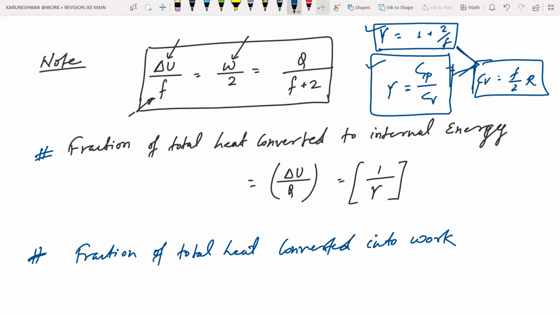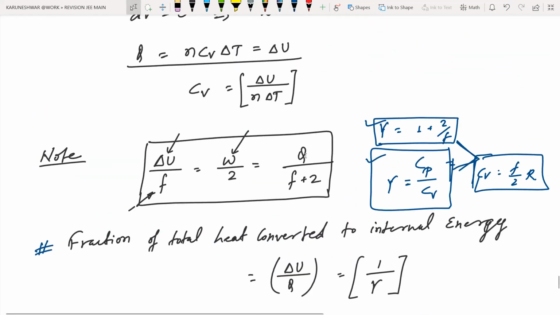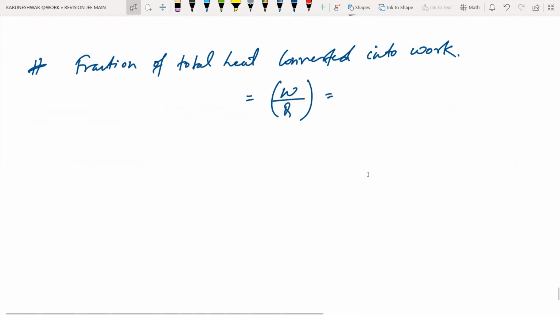If you are asked for work, that means this is asking you for work done divided by Q. So it is work done divided by Q. This is the fraction of total heat energy converted into work, that you can find out. And if you go for this relation here, if I go for Q by W, it will be F plus 2 by 2. Once you solve that in terms of gamma, you can write it as gamma minus 1 by gamma. This will be the result you'll be getting.